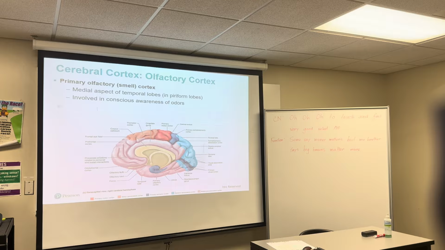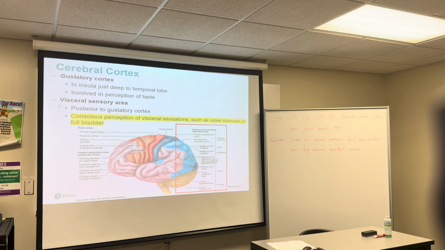What about the olfactory? Olfaction is part of which one? Smell, right? The medial aspect of the temporal lobe is involved in the conscious awareness of odor. Now let's talk about something important. This is the part of your insula. In the insula, you have the gustatory cortex, just deep to the temporal lobe, involved in the perception of taste. We know that your insula is associated with what? Taste and memory, right?